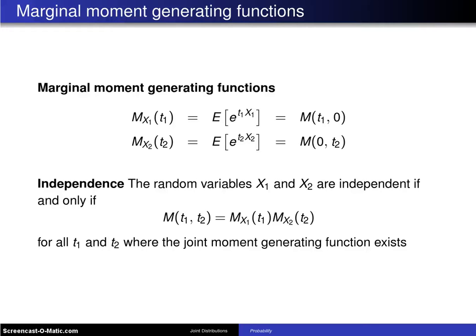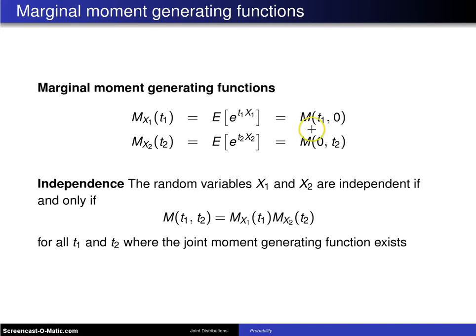Well, joint moment generating functions can be used to generate moments, but you can also use them to find marginal moment generating functions. Here is an example. If you want the moment generating function of x1 alone, by definition, way back in chapter 3, the expected value of e to the t1 x1 is the moment generating function of x1.